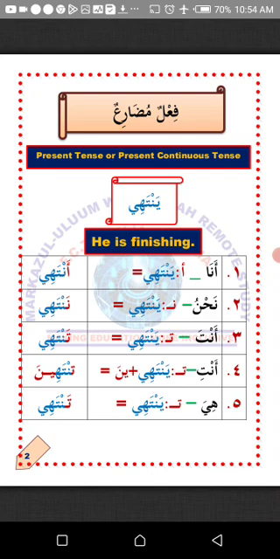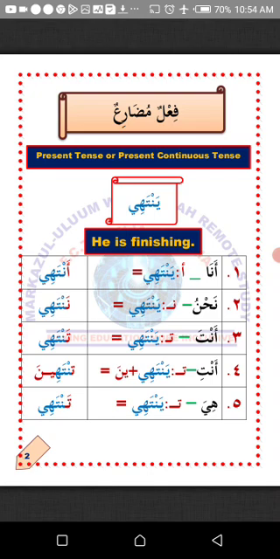Thalatha, number three, anta, you, representing a single male person. So how do we change the verb ينتهي to suit anta? All you need to do is to detach yaun and attach ta'un. So the verb ينتهي will now become tantahi, which means you are finishing.